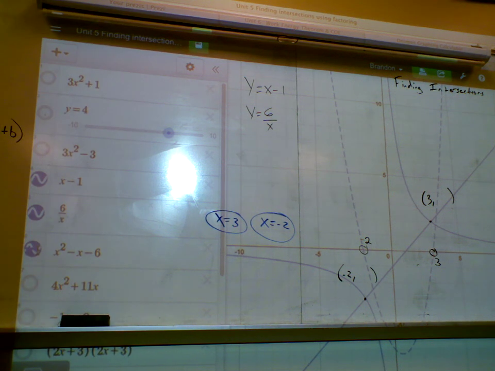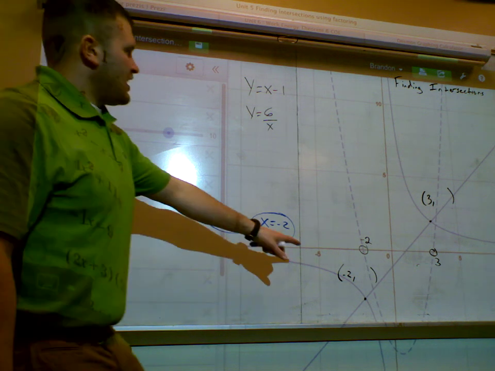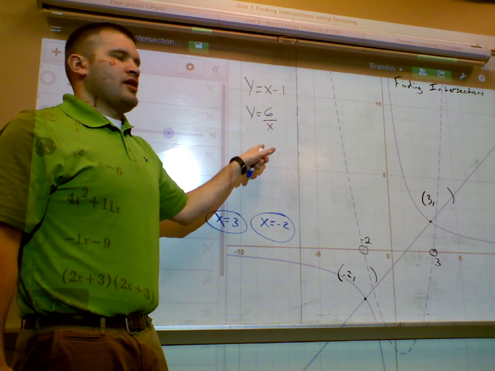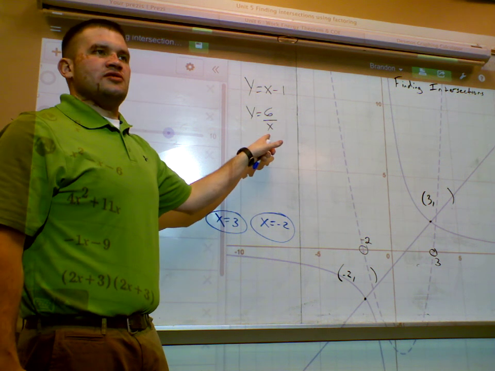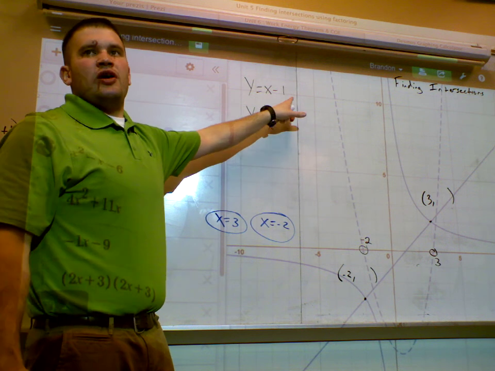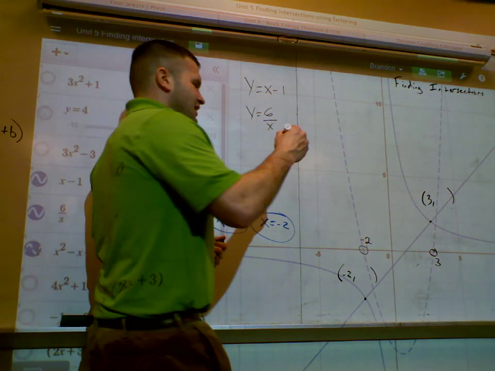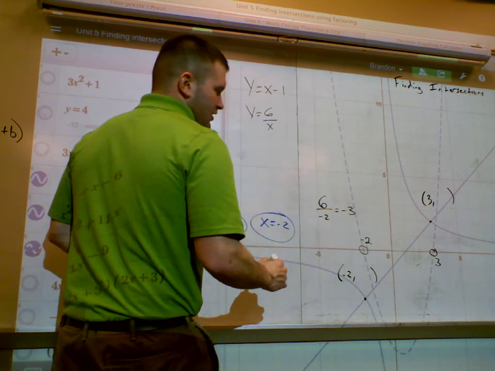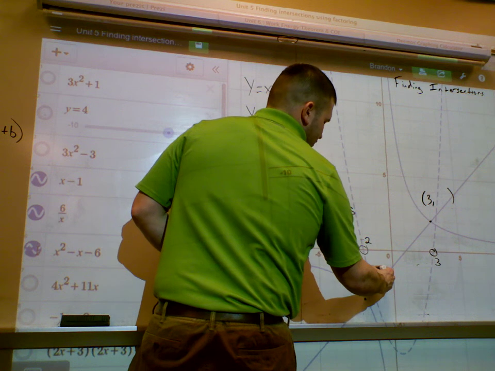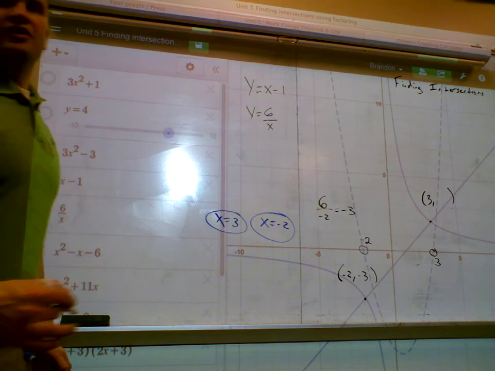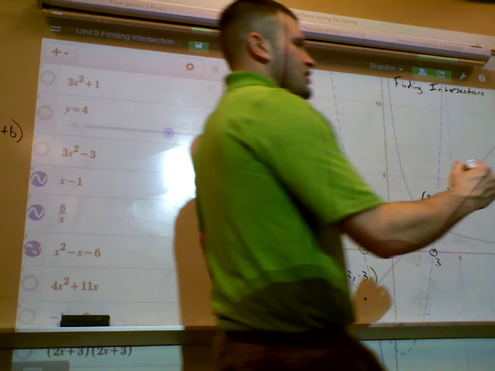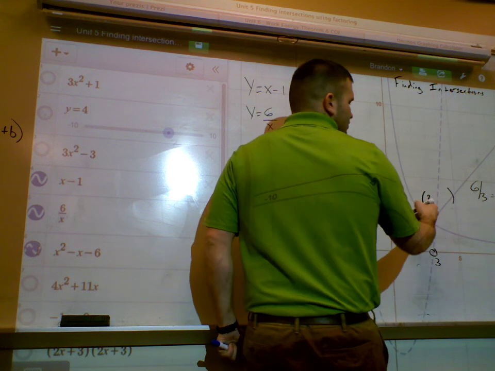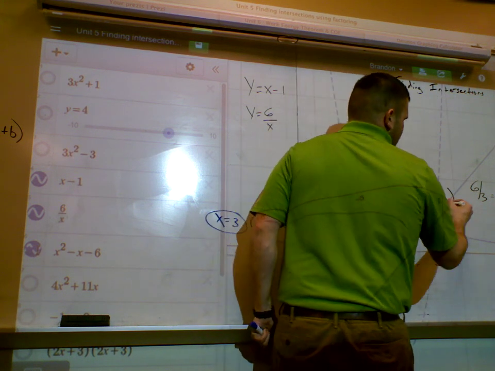Plug them in for x. If I take this negative 2 and put it in for x in either equation, should we get the same number? 6 divided by negative 2 is negative 3. Negative 2 minus 1 is negative 3. So that means this point right here is negative 2, negative 3. Over here, 6 divided by 3 is 2. So that point is 3 comma 2.